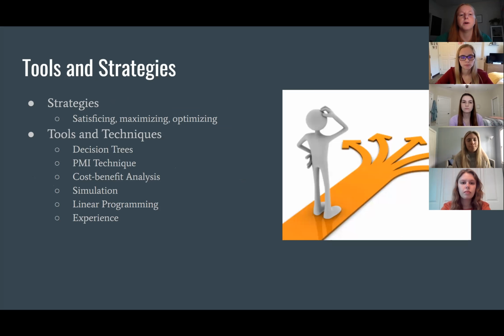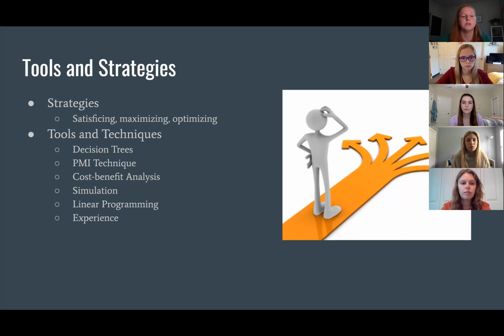We talked in class about some strategies for decision making: maximizing being finding an alternative that will end in the best result, satisficing is choosing the first acceptable option that will satisfy the obligation, and optimizing being identifying and evaluating all alternatives then choosing the best one.